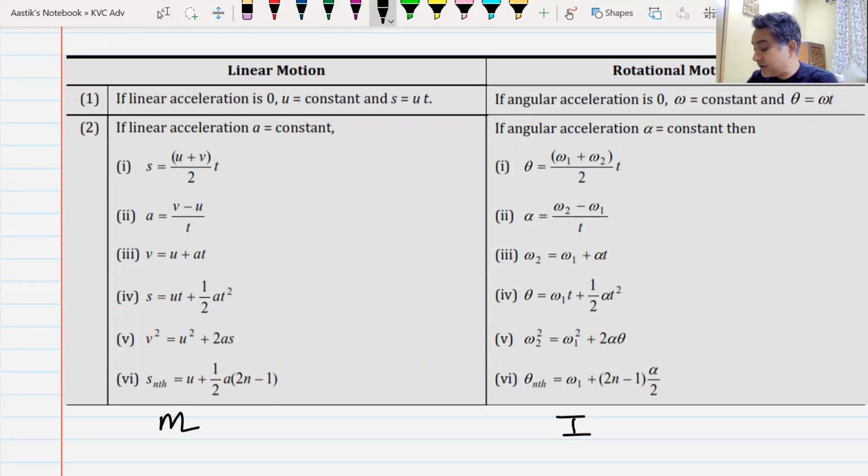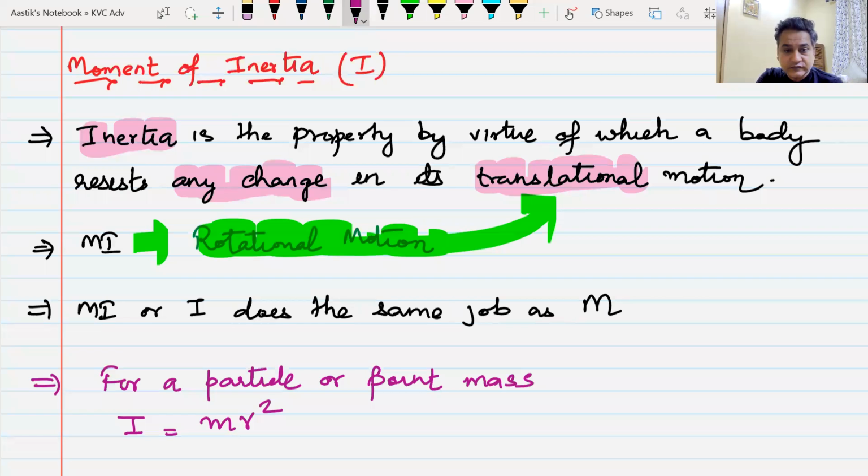Now, what is the formula for moment of inertia for a particle, for a point mass? We had seen it, the moment of inertia is m into r square. What is m? What is r? M is the mass of that particle, and r is the distance of the particle.